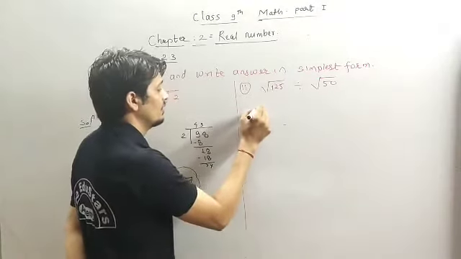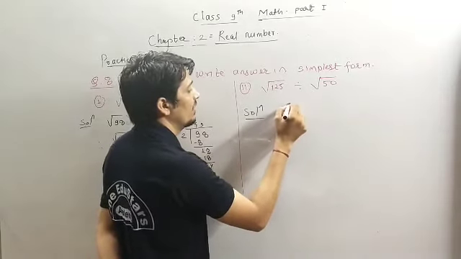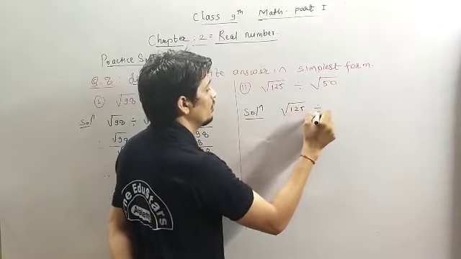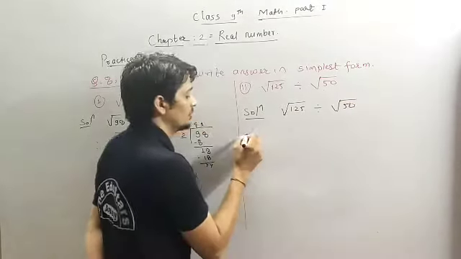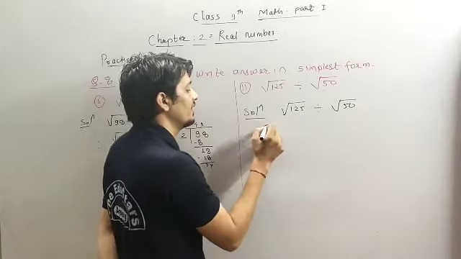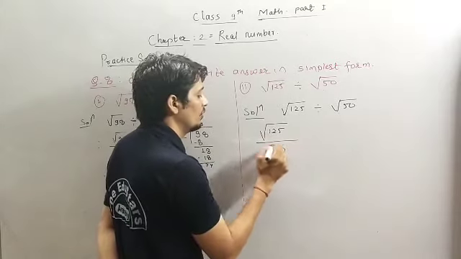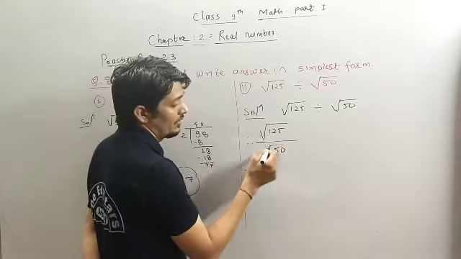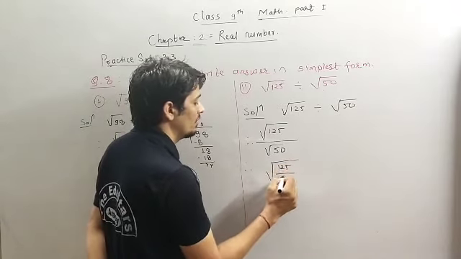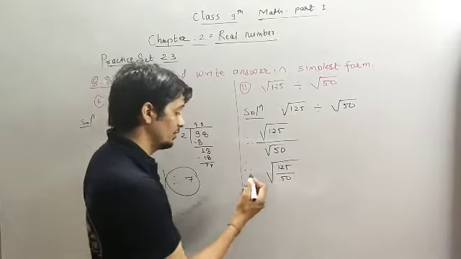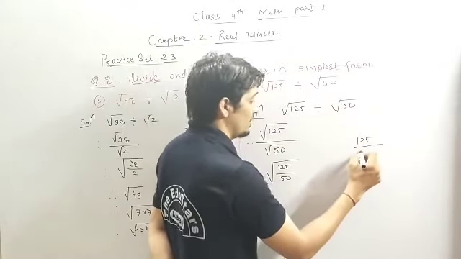So again we have to write solution, and power of the both is same, therefore we can write root 125 divided by root 50. So if power is same, then we can divide them easily, like root 125 divided by root 50. Therefore power is same, so we can write them as 125 divided by 50. So again we have to simplify this part here. So 125 divided by 50.